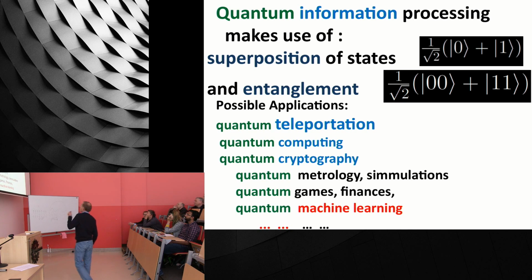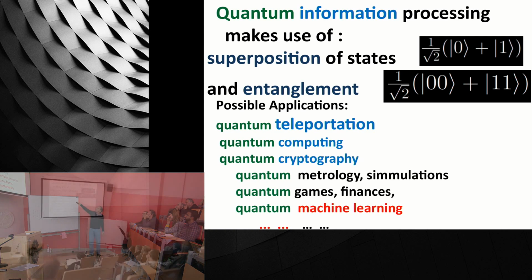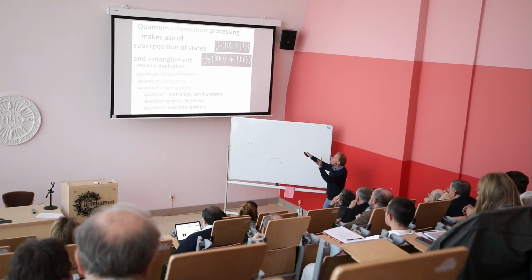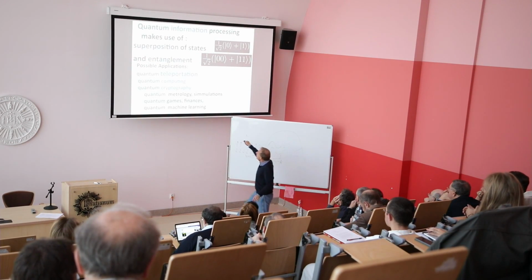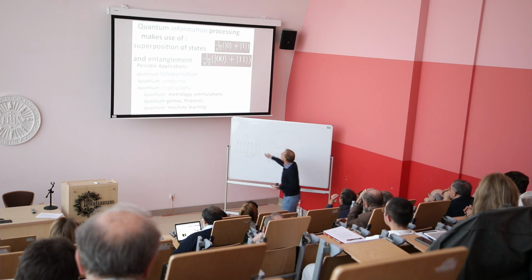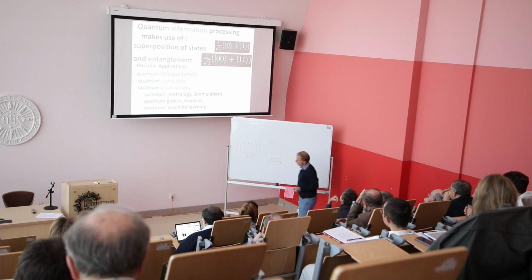And then quantum information processing makes use of those quantum effects, of this superposition state for one subsystem, or entangled state for two or more subsystems. So here is this famous Bell state. And this slide I wanted not to discuss. There are much more complicated states of many particles. And for all possible applications like teleportation, computing, quantum cryptography, such quantum states are used.